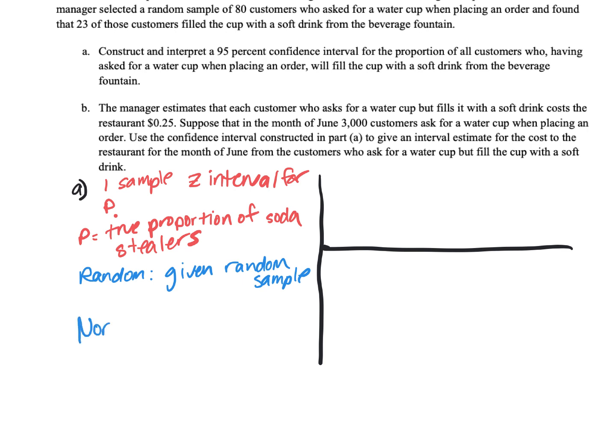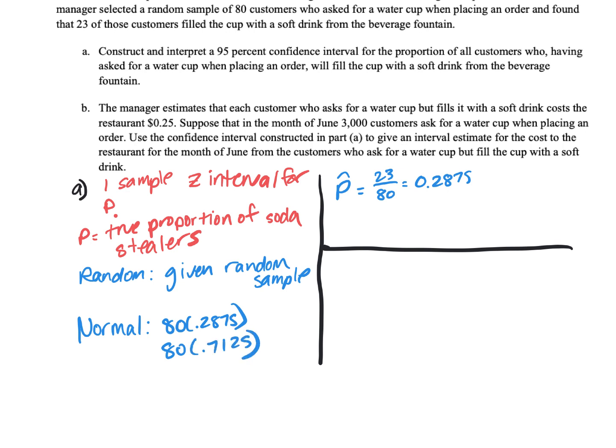Normal. We need to find P hat. We got to find P hat. How do I do that? 23 of 80 customers. 23 out of 80, which is a little bit more than 25%. 28.7. 0.2875. So to check that normal condition, I'm going to do 80 times 0.2875, and then 80 times 0.7125, just doing 1 minus that 0.2875. And P and 1 minus P.